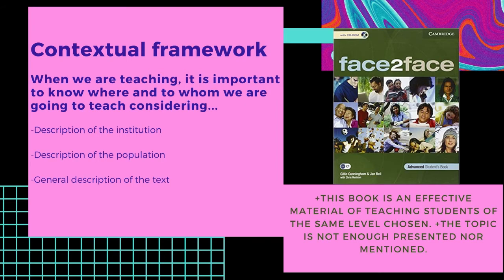Number three is the general description of the text. In our case, we can say that the Face to Face book for upper-intermediate students is a book by Gillie Cunningham and Jan Bell with Chris Redston, published by Cambridge University Press in 2009. It is composed of 10 units. Each involves grammar, speaking, and pronunciation tips, reading, listening, writing, and vocabulary. It provides a free interactive CD-ROM with exercises in all language areas like games, videos, customizable tests, and a progress chart. Accurate writing sections to overcome typical problems, help with sections for grammar and vocabulary.